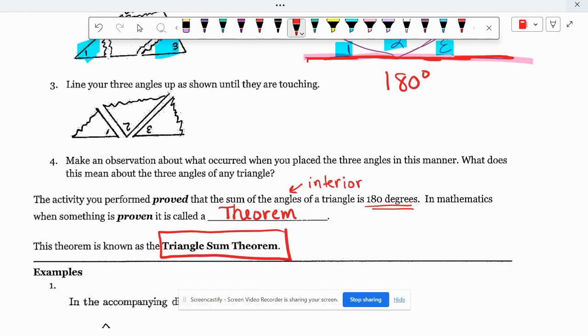All right, so now you can take your little triangle pieces and you can throw those away. I'm going to actually tape mine together and hang it on the board as a reference for you so you can see it.